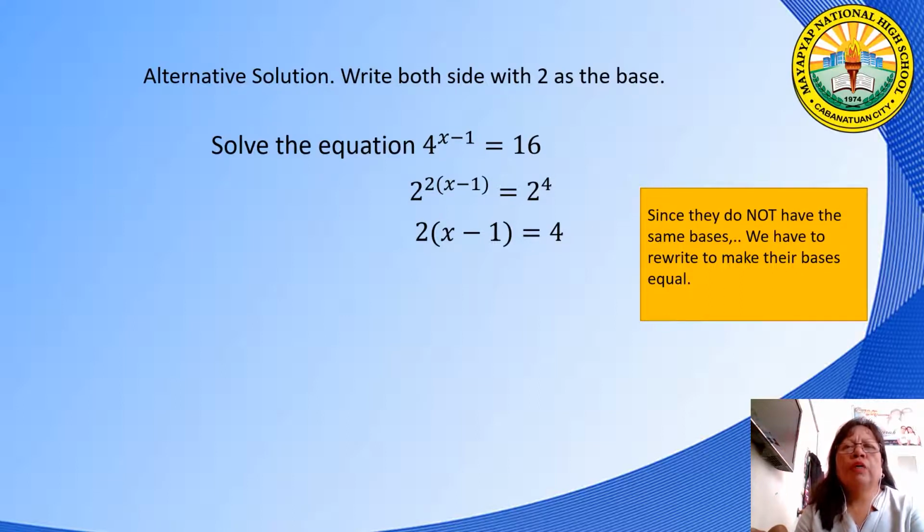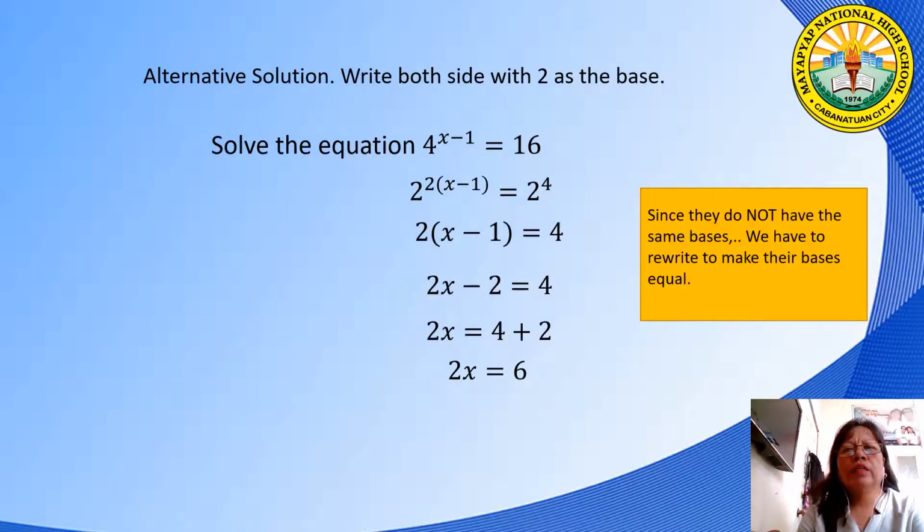Then we have 2 multiplied by quantity x minus 1 equals 4. Using the distributive property, we distribute 2 in the quantity x minus 1, so it becomes 2x minus 2 equals 4. Then combining the constants, you transpose negative 2 to the right side, so it becomes 2x equals 4 plus 2, so 2x equals 6. Dividing both sides by the numerical coefficient of x, which is 2, therefore x is equal to 3. Again, you do the checking.